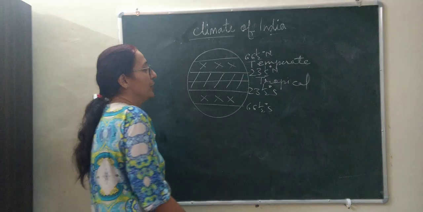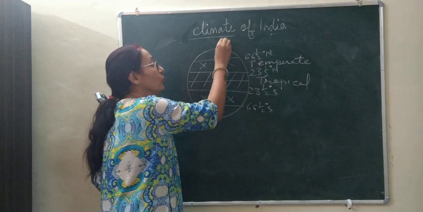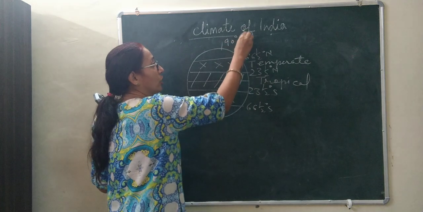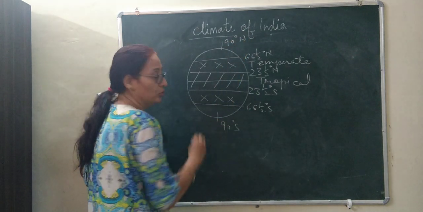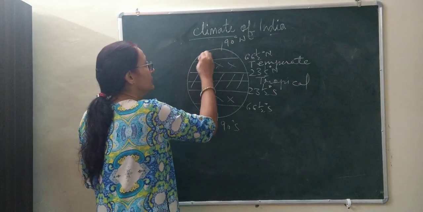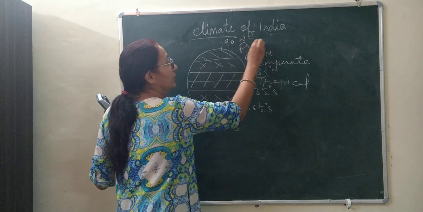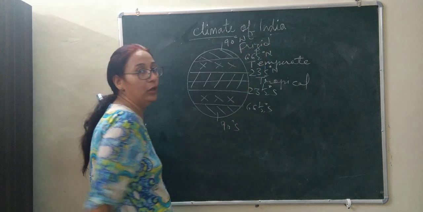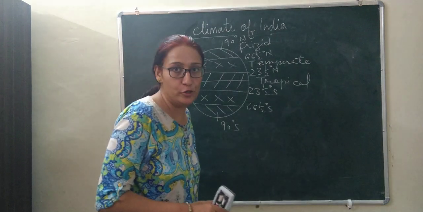And the last important heat zone is 66.5 degrees north to 90 degrees north, and 66.5 degrees south to 90 degrees south. This one is the frigid zone, which is very cool. So these are the three important heat zones.